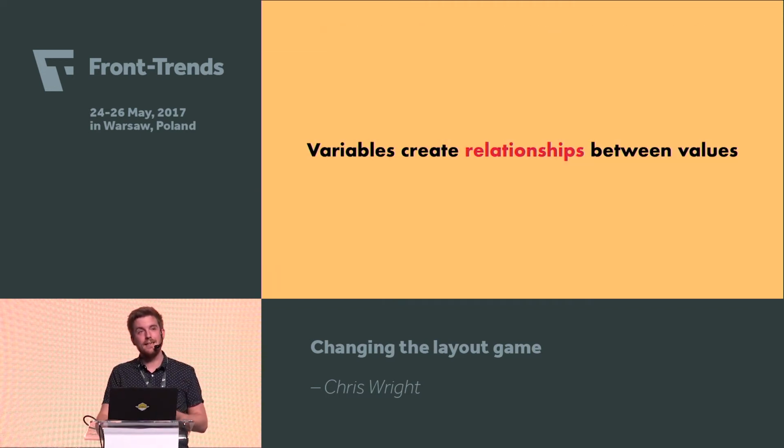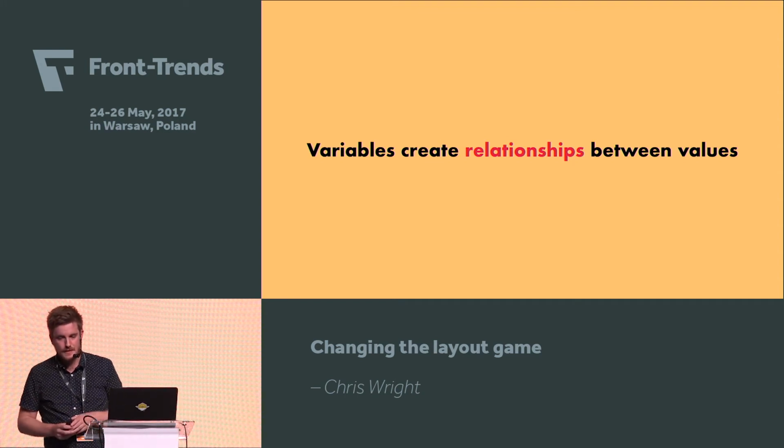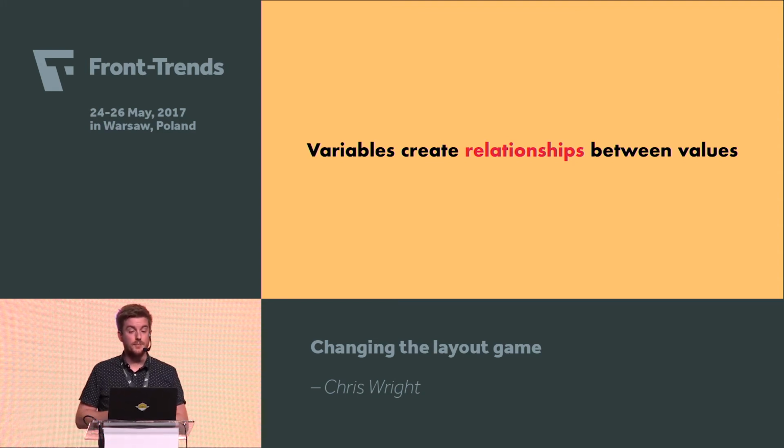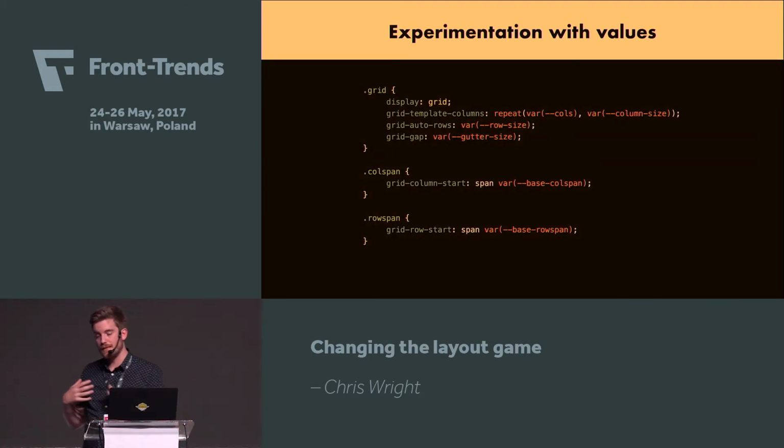So one of the key unique properties, I think, about CSS variables is that it allows us to create a relationship between values. And so when you're doing things like laying out the grid, it allows you to make things be relative to other things. So if you wanted to put padding on your page, you can tie that together with your grid gap.